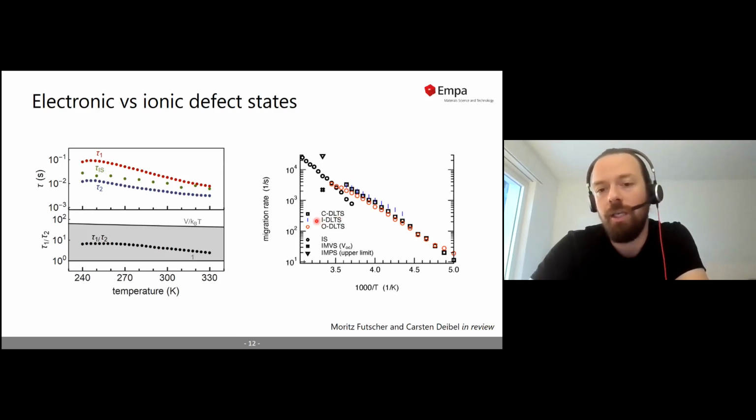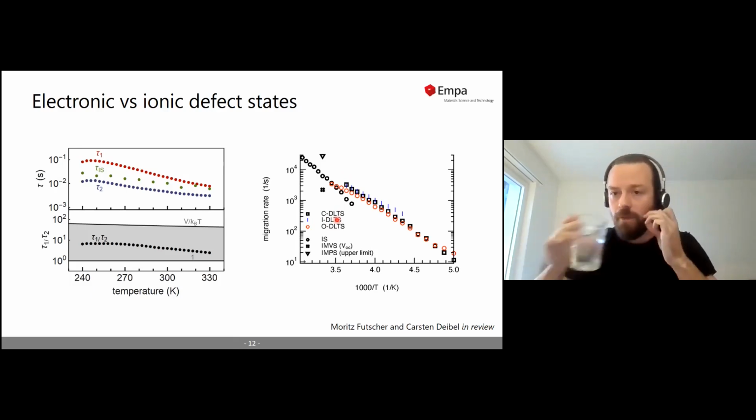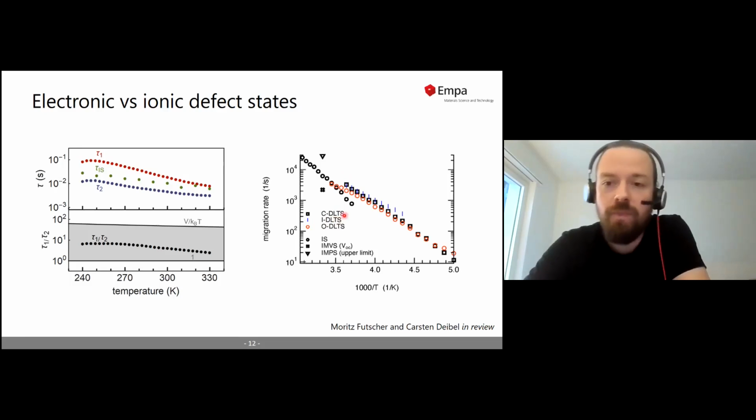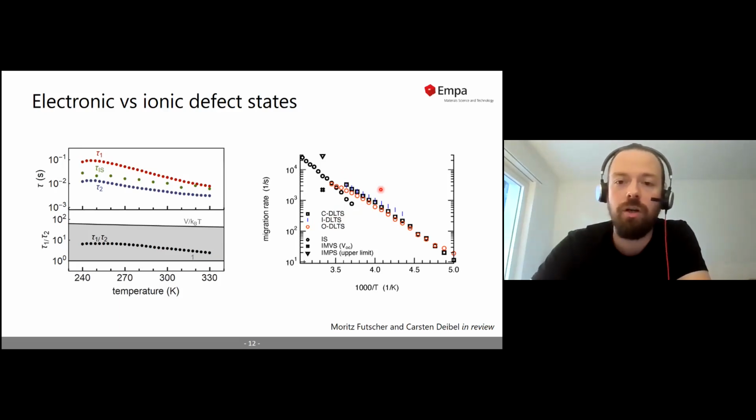For example, in optical DLTS, he applied a photon flux. So there's a light pulse, and he measured the capacitance response. It doesn't matter if you apply a voltage or a light pulse, the signals you obtain are very similar.